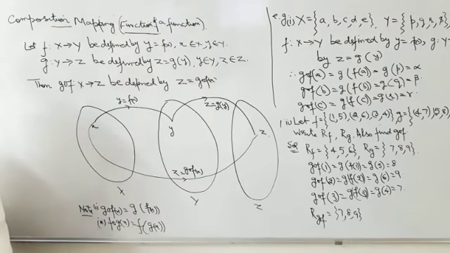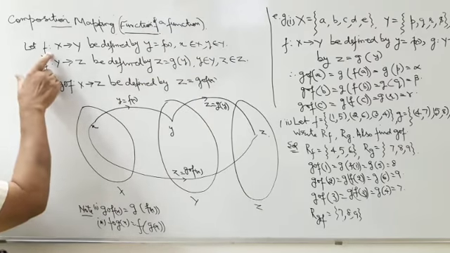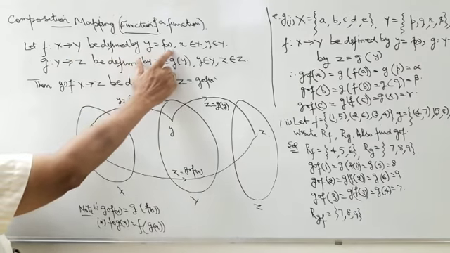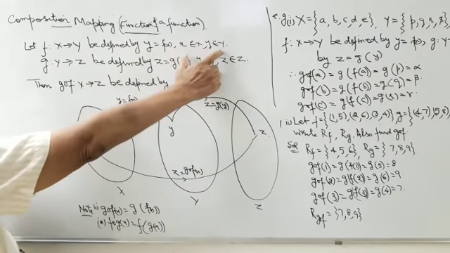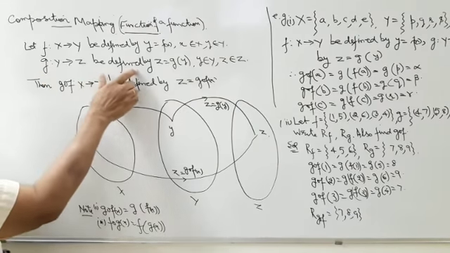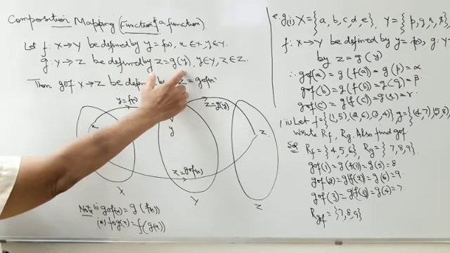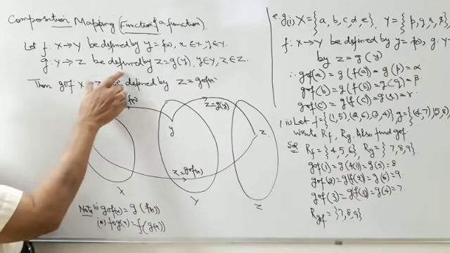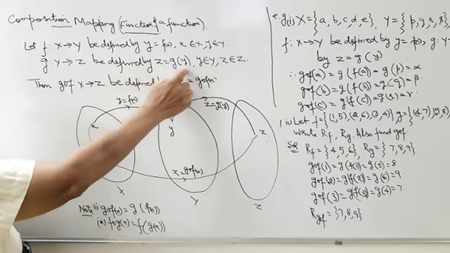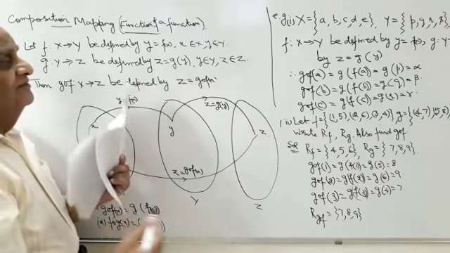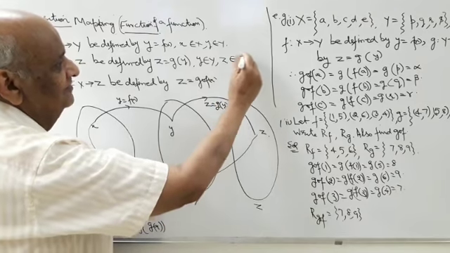Now how is it defined? See, let f be a mapping from X to Y. We define it by y is equal to f(x), x belongs to X, y belongs to Y. g is a mapping from Y to Z. We define it by z is equal to g(y), y belongs to Y, z belongs to Z. This z is a small element of this set Z.